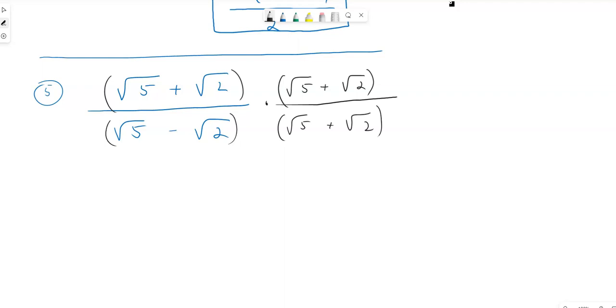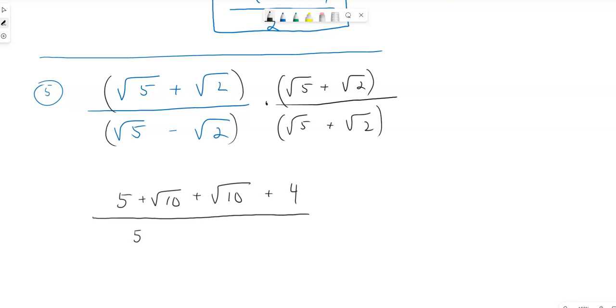On the top, the square root of 5 times the square root of 5 is 5. The square root of 5 times 2 is the square root of 10. But because these are the same expressions, when you do the insides, you get another square root of 10. And then the last one, the square root of 2 times the square root of 2 is 2. Down the bottom, the square root of 5 times the square root of 5 is 5. When I do outsides and insides, they go away. I get a square root of 10 minus a square root of 10. Those are gone. Minus the square root of 2 times the square root of 2 is 2.